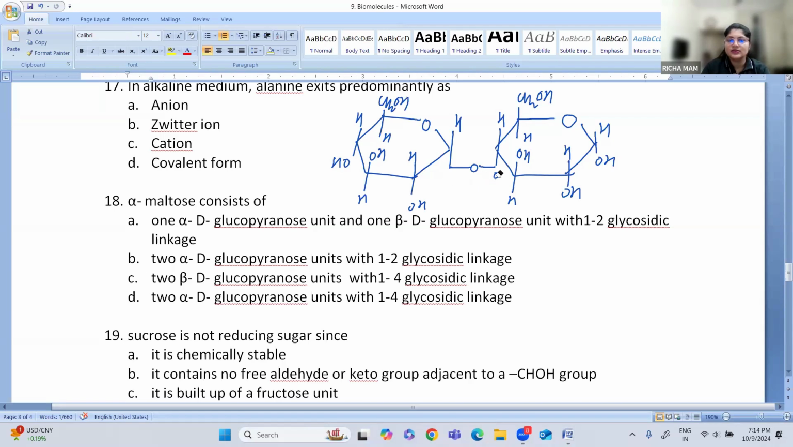So it will be like this. So what are you going to get? So this is a glycosidic linkage. So this is one.